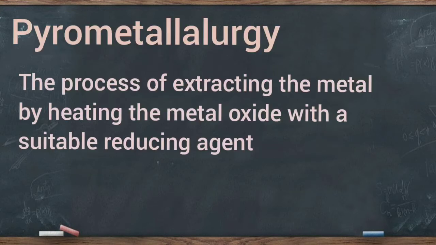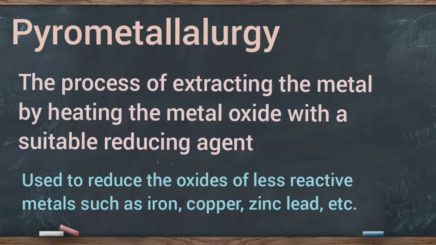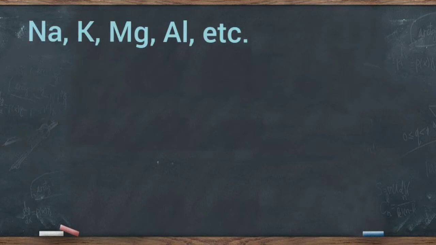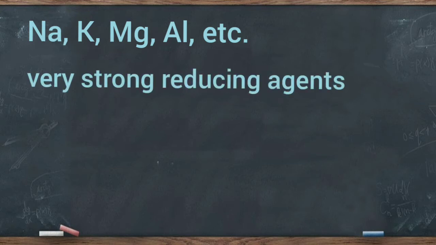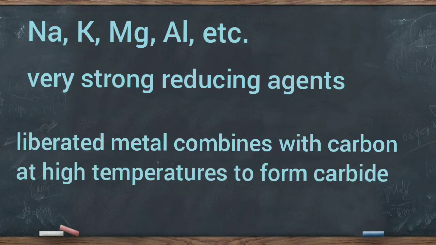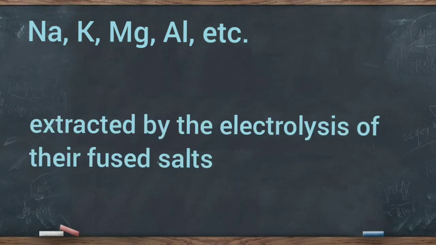In the previous videos we have discussed pyrometallurgy, which is used to reduce the oxides of less reactive metals. But it is not applicable in the case of highly reactive metals like sodium, potassium, magnesium, aluminium, etc., because these metals are very strong reducing agents. If we use pyrometallurgy to extract these metals, the liberated metal combines with carbon at high temperatures to form the carbide. Therefore, these metals are extracted by the electrolysis of their fused salts using suitable electrodes.